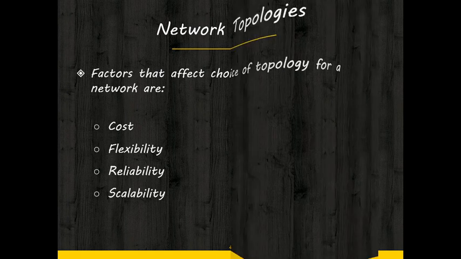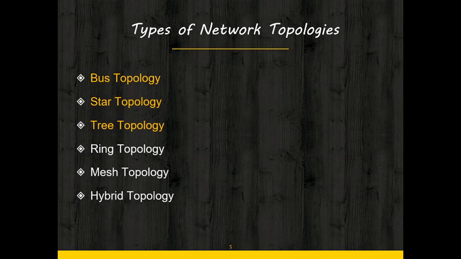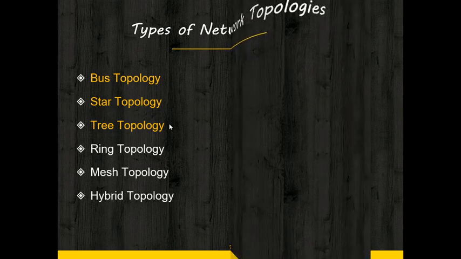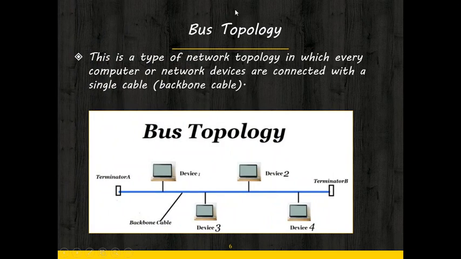Now there are various types of network topologies in computer networks, such as bus topology, star topology, tree topology, ring topology, mesh topology, hybrid topology. According to our syllabus, I will explain these three topologies, that is bus topology, star topology and tree topology, one by one. The first is bus topology.